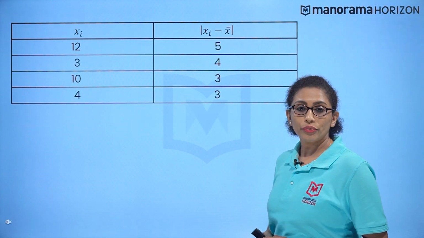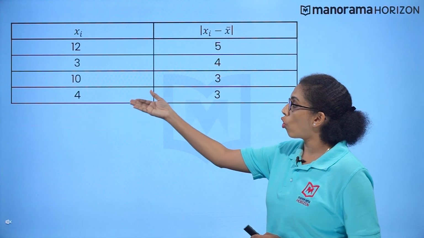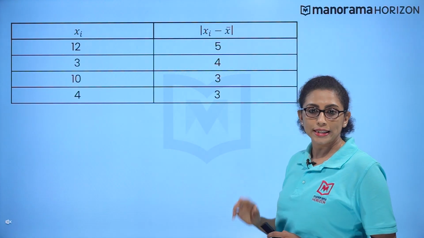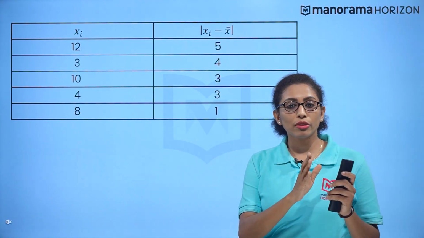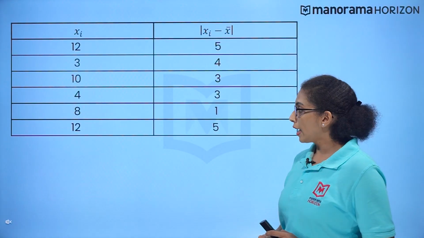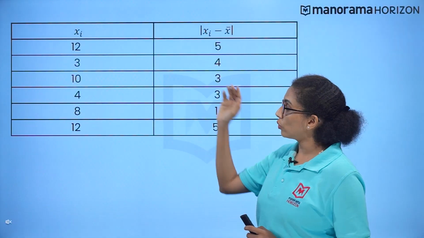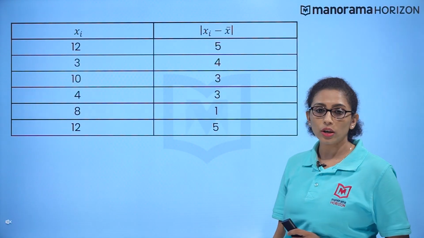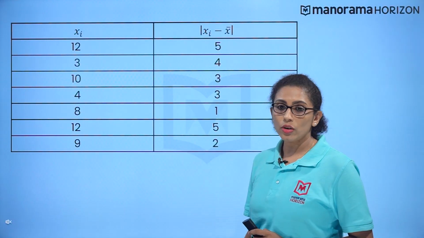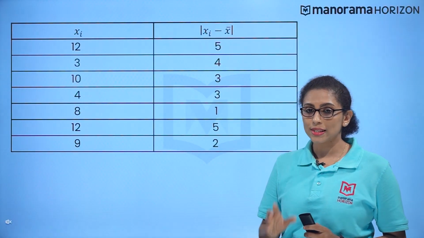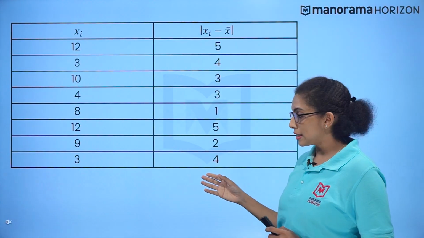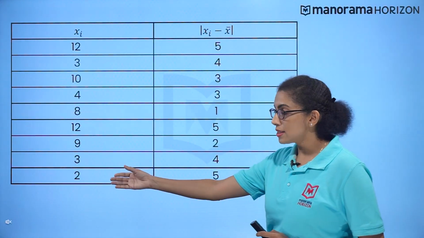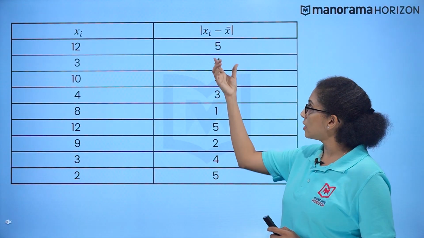When xi is equal to 4, we get modulus of 4 minus 7, which is equal to 3. When xi is equal to 8, modulus of 8 minus 7, we get 1. Again, the value for 12 we have already calculated, and the value is 5 here. Now when xi is equal to 9, what will be the value? Modulus of 9 minus 7, we get 2. For the value of 3, the value is 4, and when xi is equal to 2, modulus of 2 minus 7, that is 5.